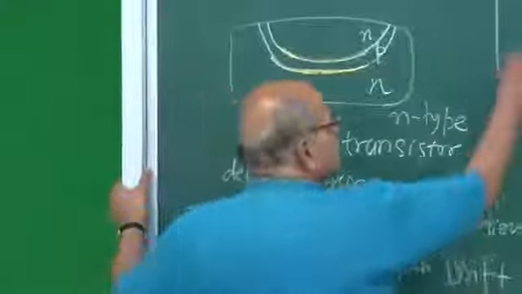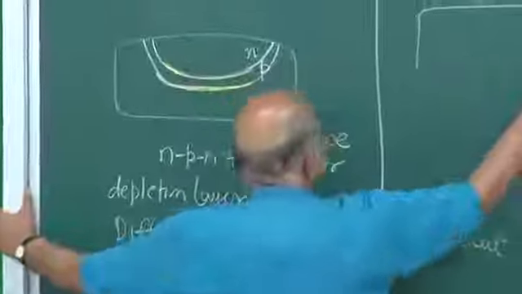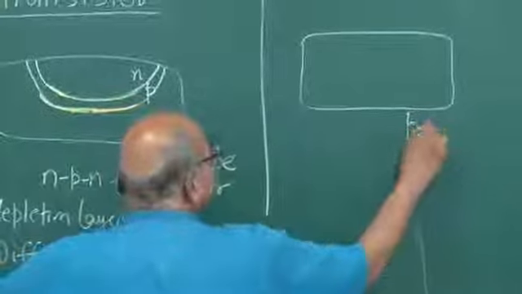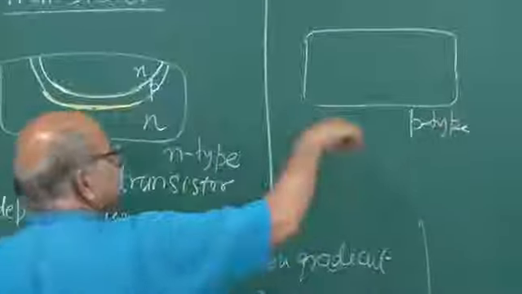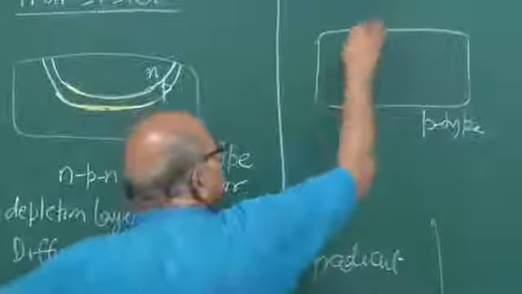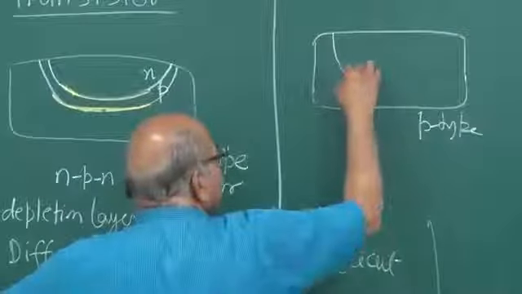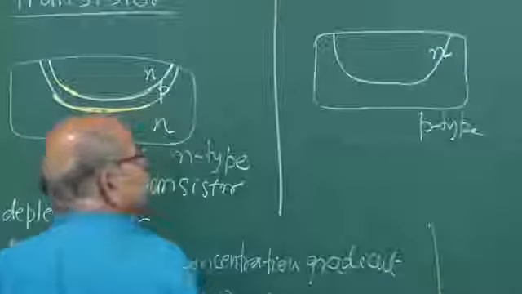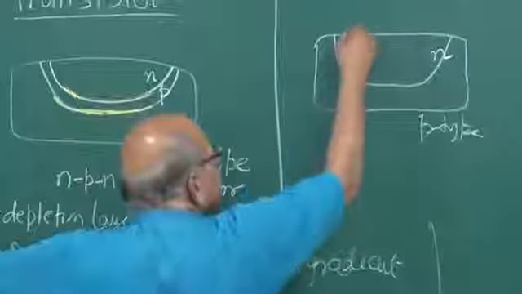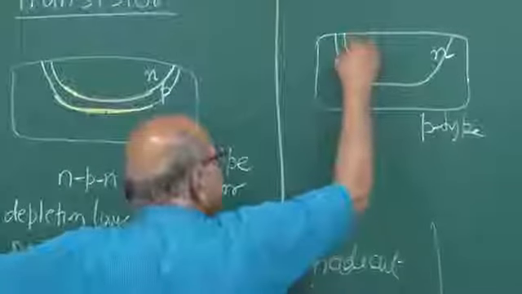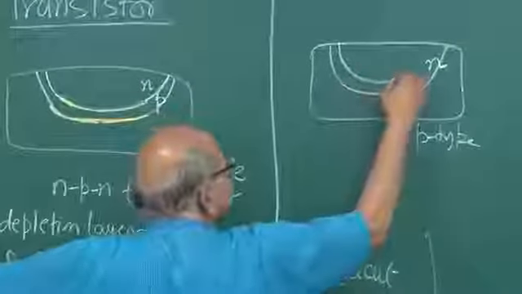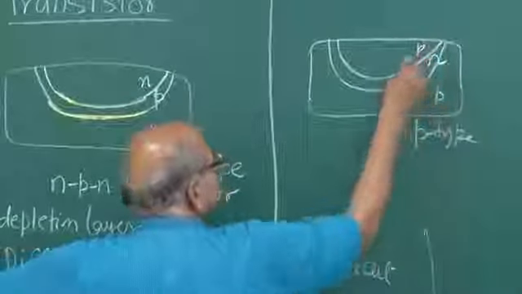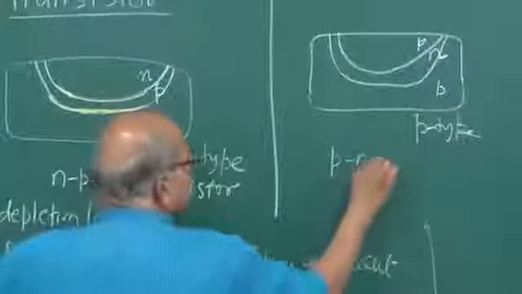You can start with a wafer which, to start with, is all p-type. Then you diffuse n-type from one side, and suppose this is n-type, and then you diffuse again p-type, with stronger concentration, so that you get this p-type here, and then you get p-n-p. So this is a p-n-p transistor.